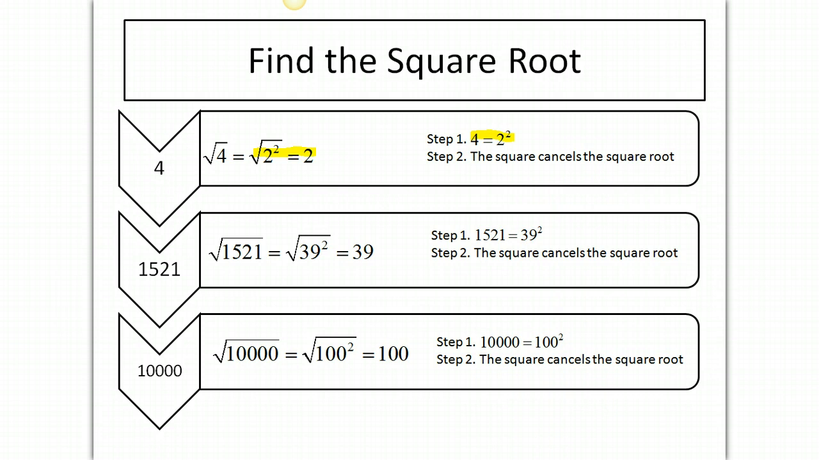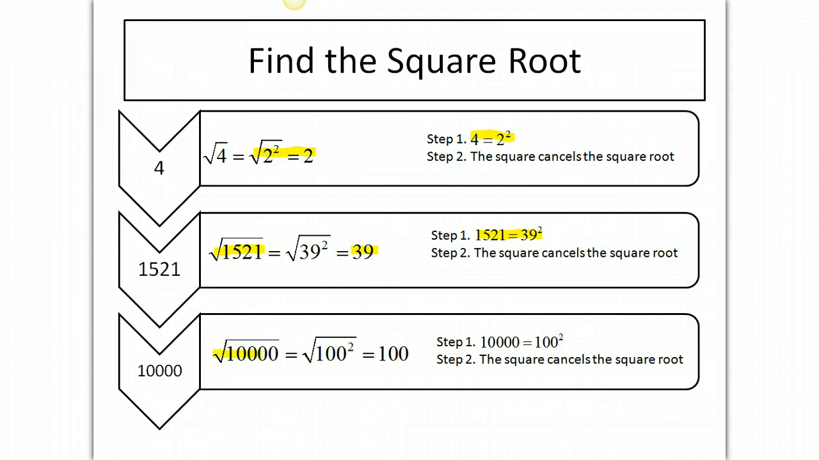Let's look at a larger number. Square root of 1,521. We'll change it to a perfect square, as step 1 says. Well, 1,521 equals 39 squared. And now we have a square and a square root, so those operations undo each other, and we're left with what's inside the root, 39. So the square root of 1,521 is 39.